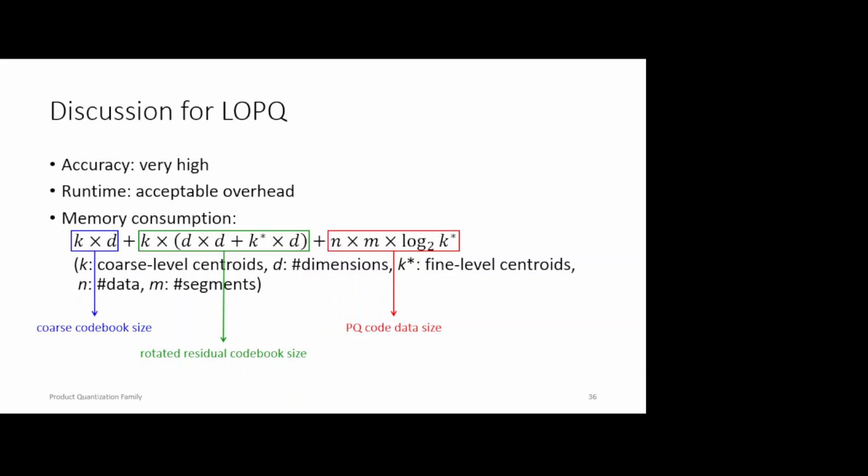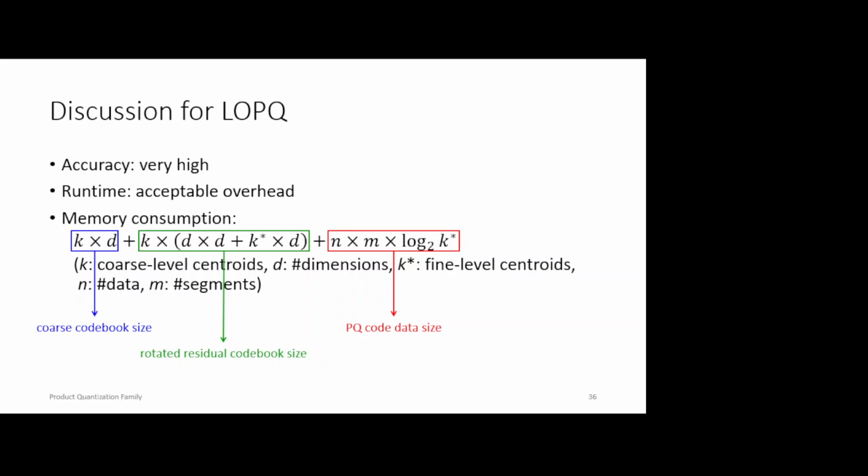Okay, so here we give a brief analysis for LOPQ. Basically, LOPQ has very high accuracy. I mean, the quantization loss is very low compared with PQ or OPQ. And OPQ is much better. So the accuracy is very high because its quantization loss is very low.